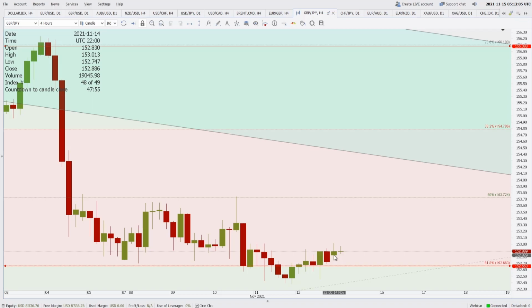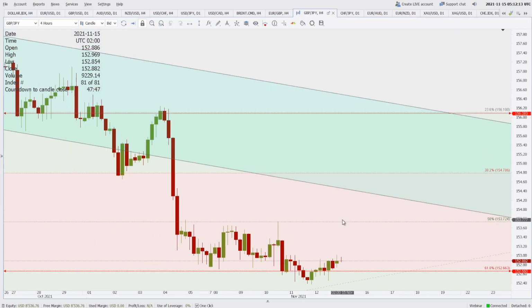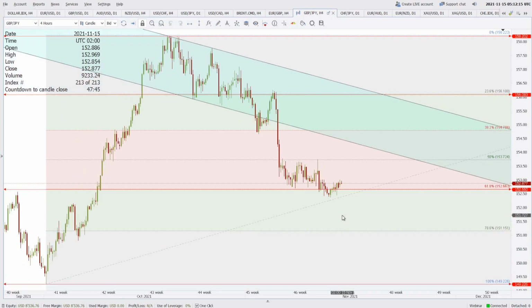Now why am I saying 153.72? Because this was the high here and here, and also this was the 50% of the recent down move that the price has made. So expect at least 153.72 to be reached in this market before the price moves lower. On the contrary, if it does not do so and the price gives a 4 hourly closing below 152.66, then it will expose this 100% retracement to 149.22 in this market.